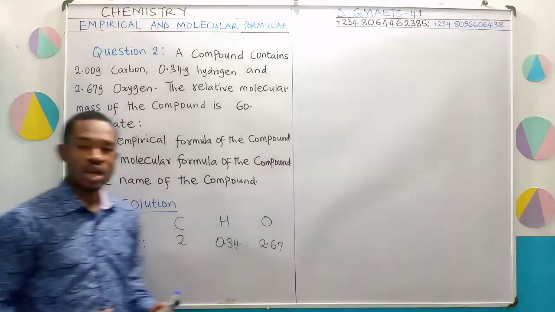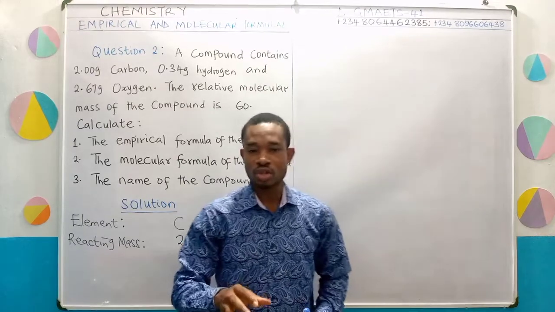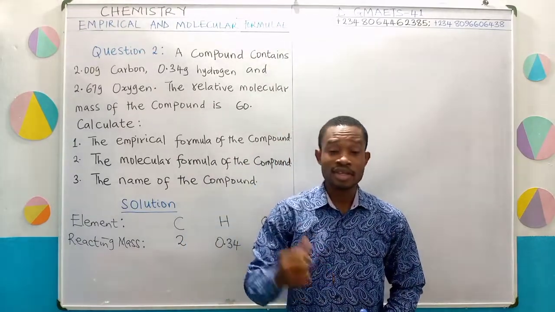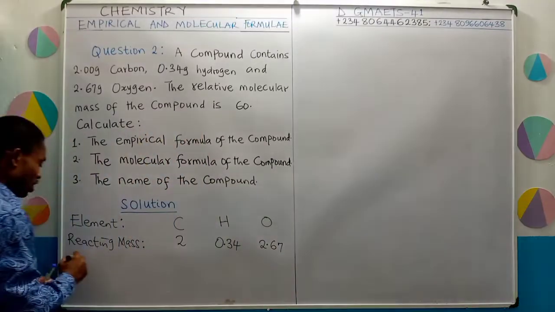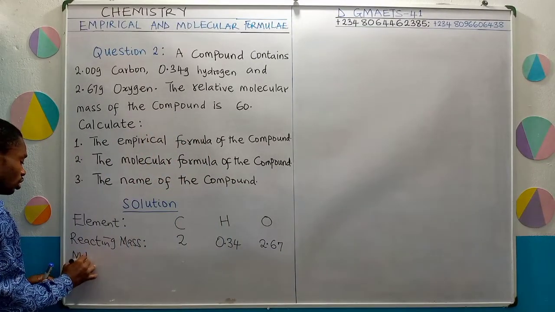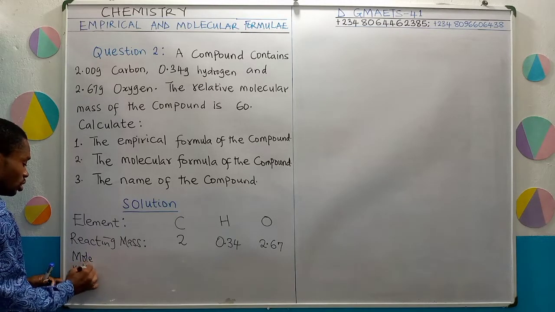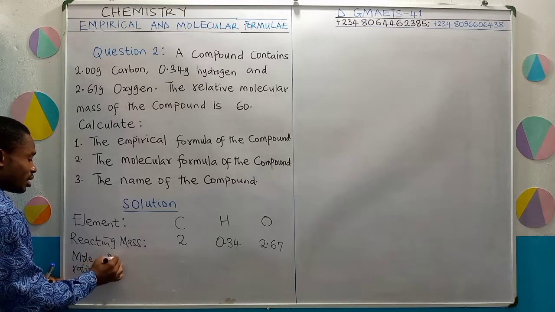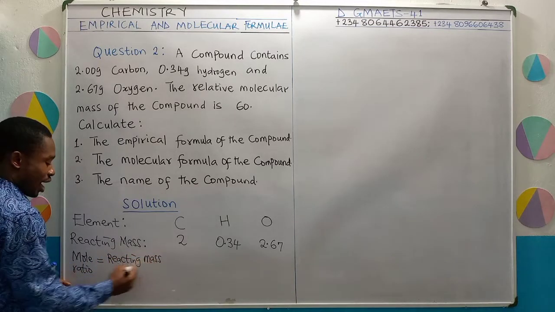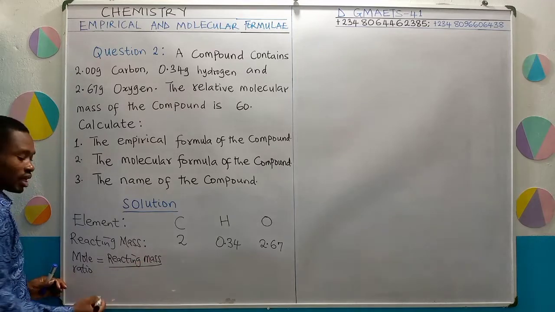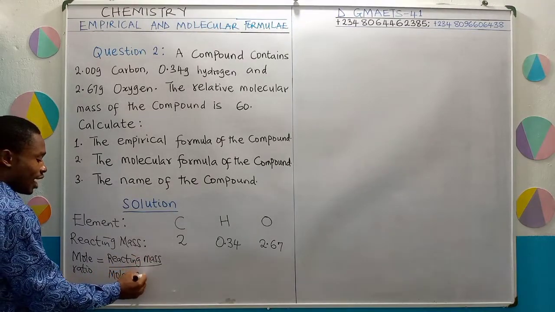What do we do from here? Once we know the reacting mass, we are going to obtain the mole ratio of each element in this compound. We don't know the compound here, so we'll proceed for the mole ratio. The mole ratio is going to be obtained from the reacting mass. So mole ratio is going to be equal to reacting mass divided by the relative atomic mass. I can say the molar mass. Are you following? Reacting mass over molar mass.